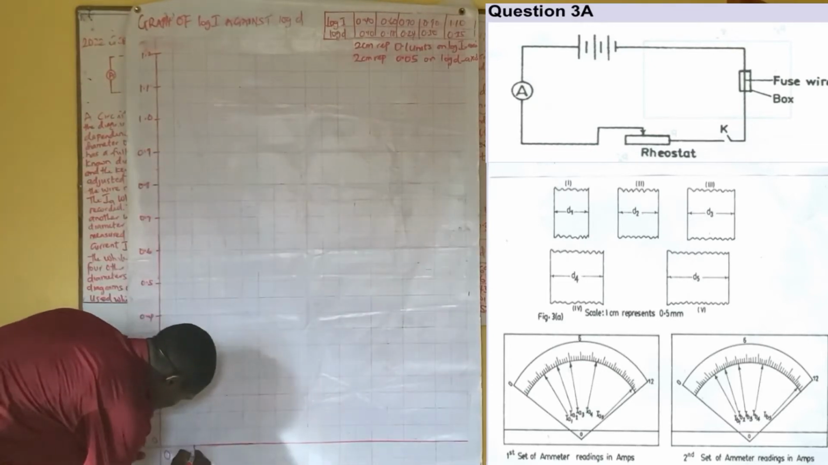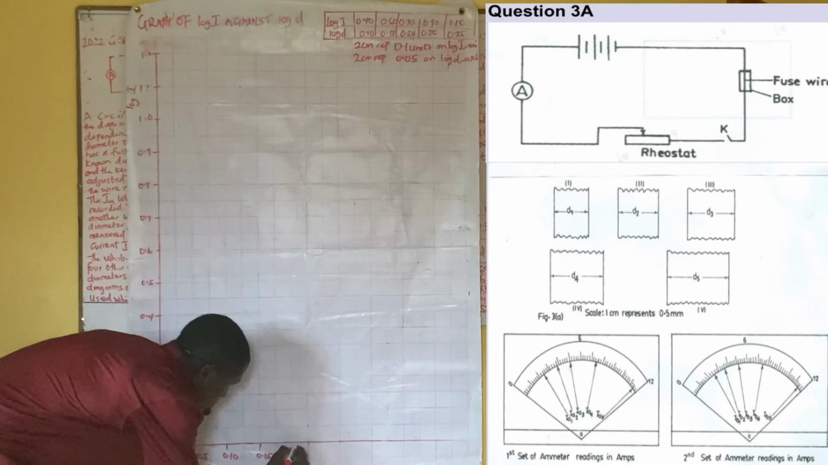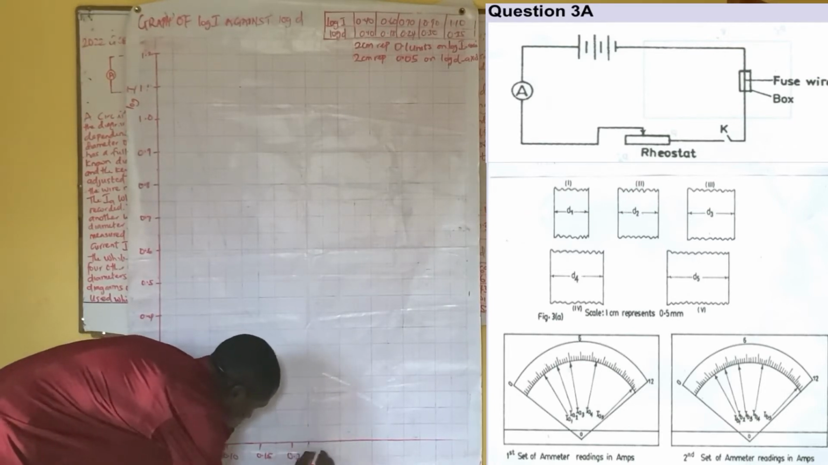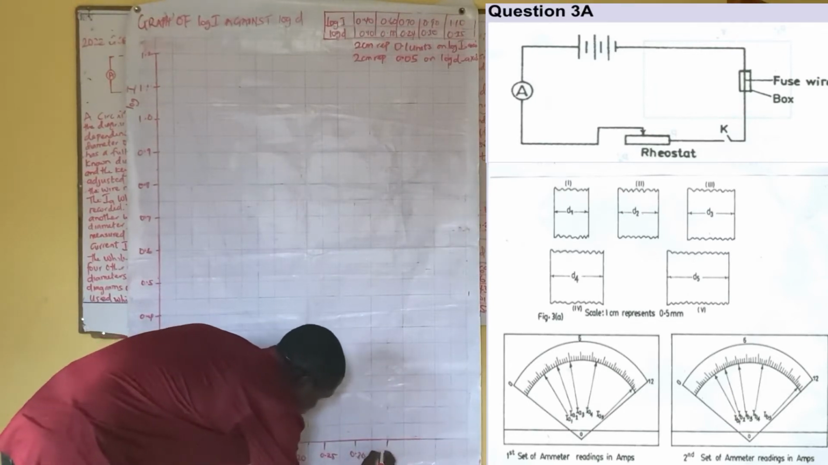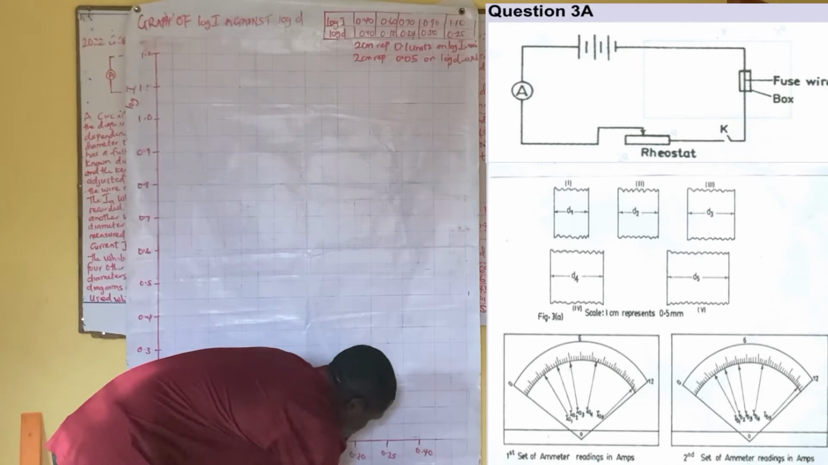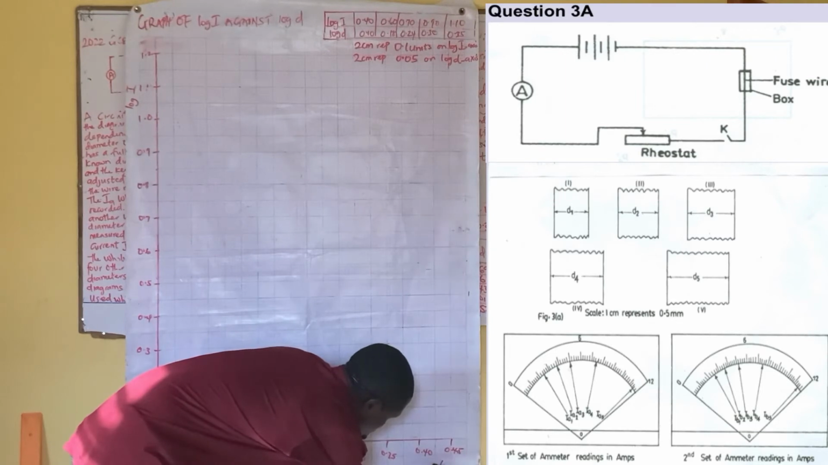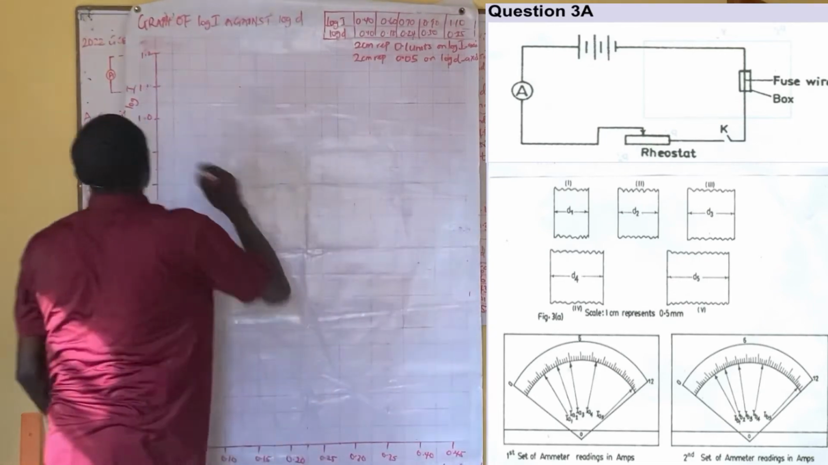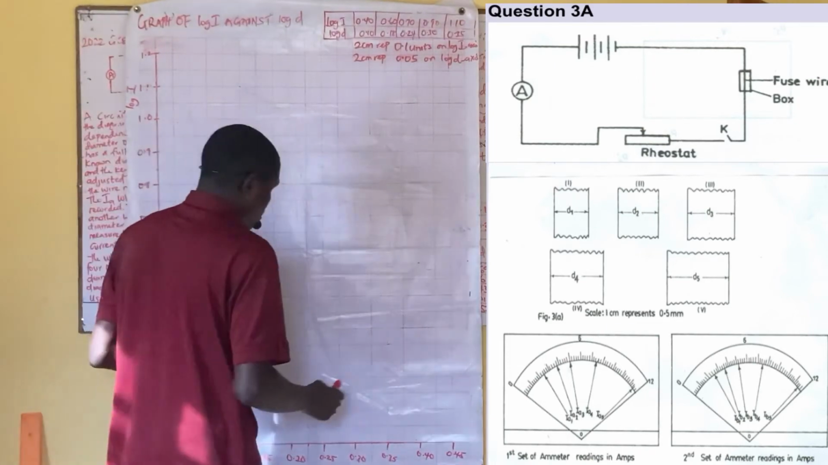So this one is 0.05, this one is 0.10, 0.15, 0.20, 0.25, 0.30, 0.35, 0.4, 0.45. So that's that. This one is going to be the log D axis. Alright, this one is the log I axis. So with that now, you can plot the graph.